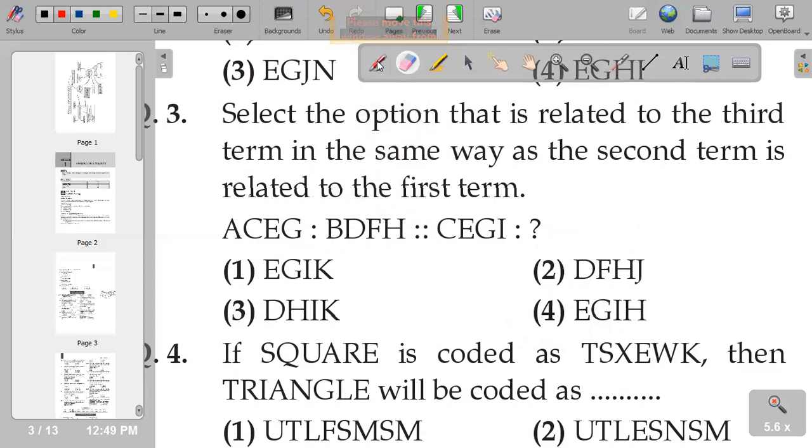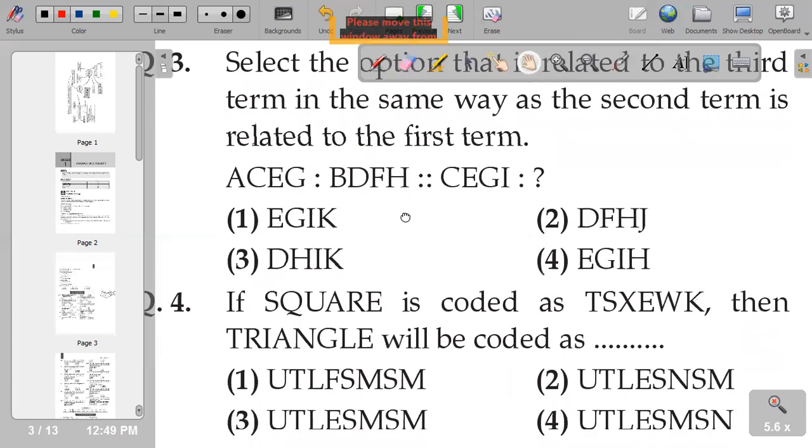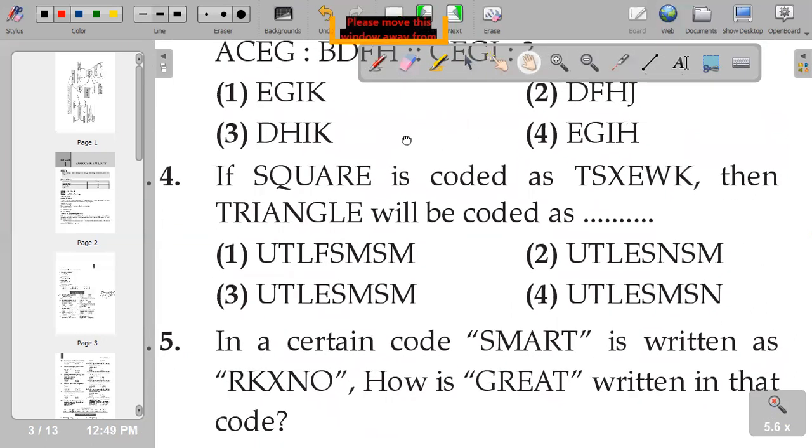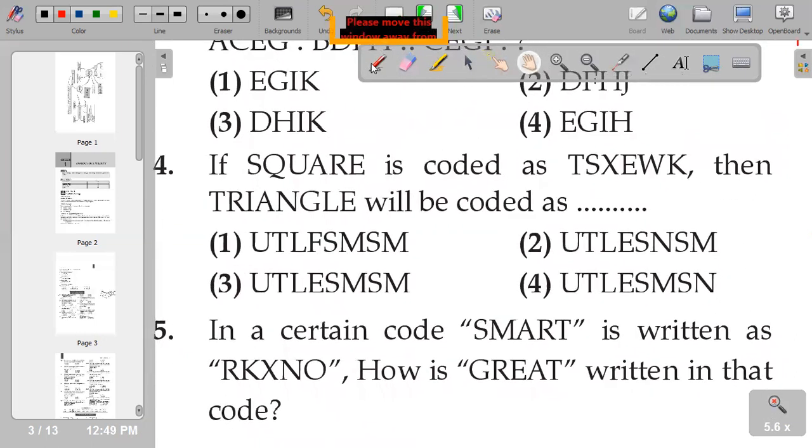Question number 4. So what is question number 4? It is saying, if SQUARE is coded as TSXE, then what is TRIANGLE? So let us think how S becomes T. From S to T we are adding 1 because the next alphabet after S is T. Q to S, so how will we get that? We are adding 2.